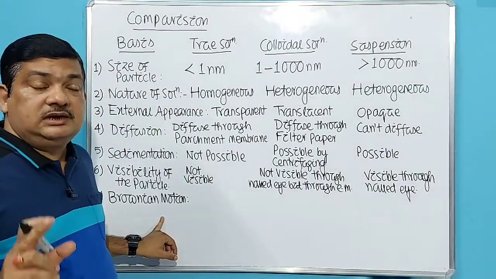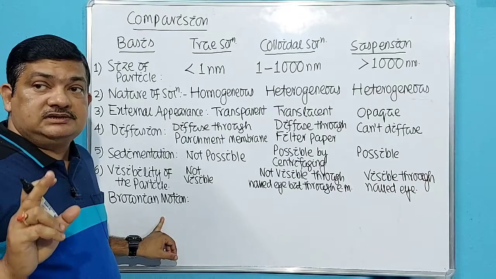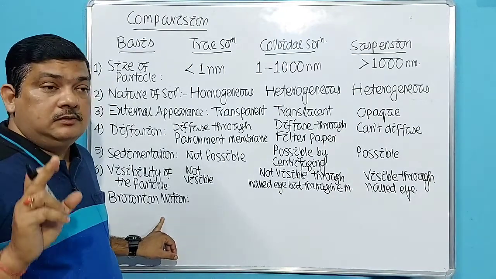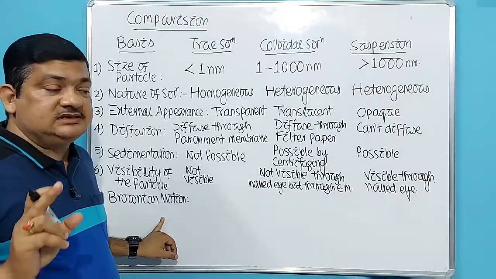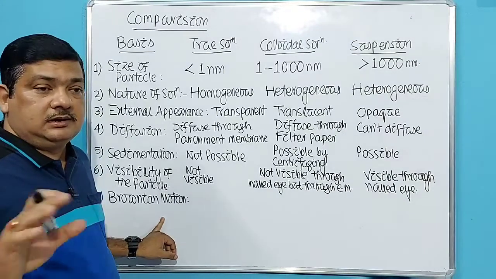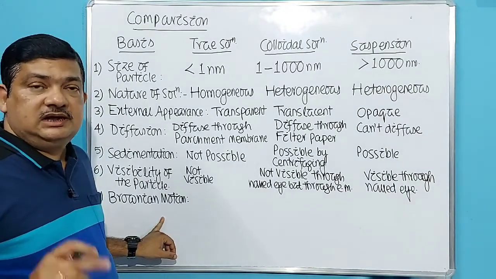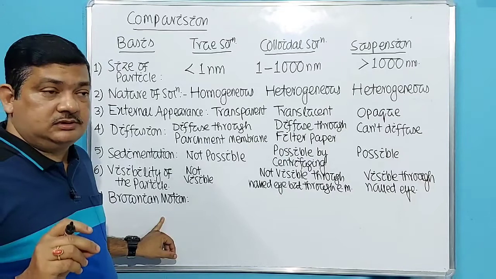And why is it called Brownian motion? Because it is named after the scientist Robert Brown, who discovered that pollen grains, when left in water, undergo constant zigzag motion, and that motion is called Brownian motion.